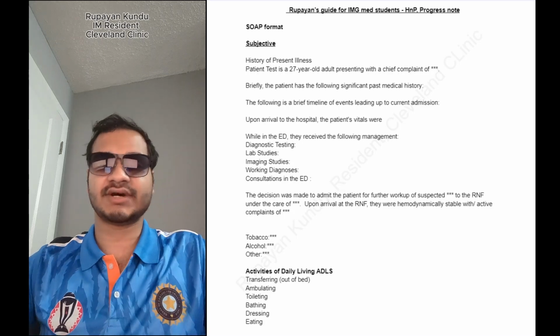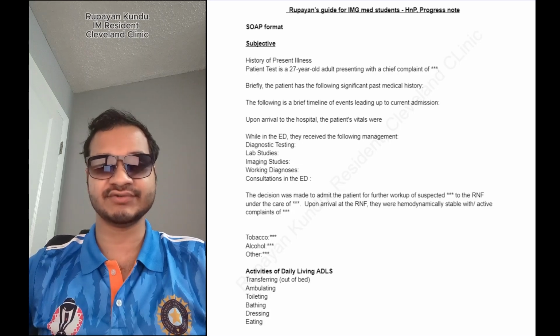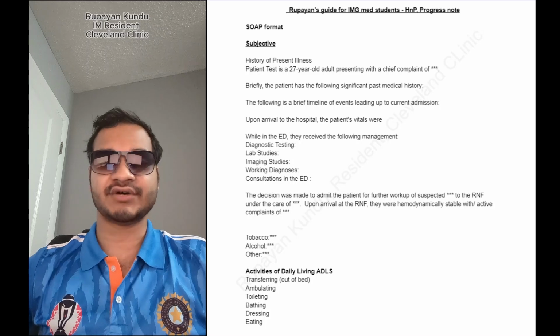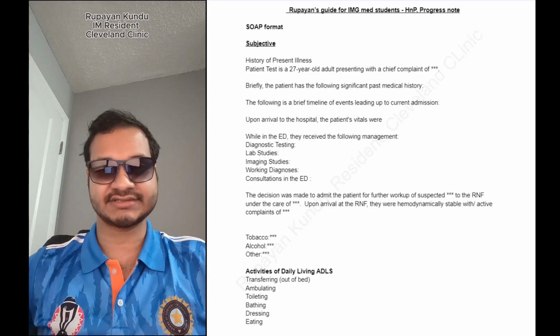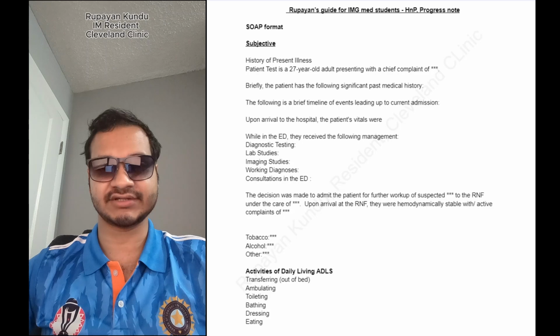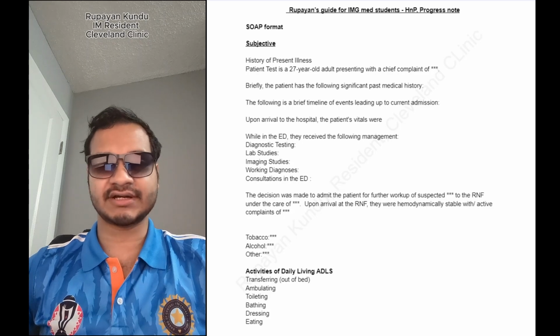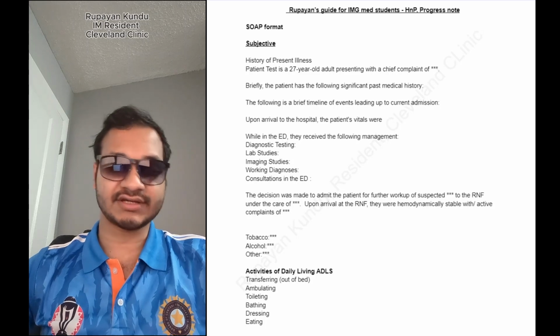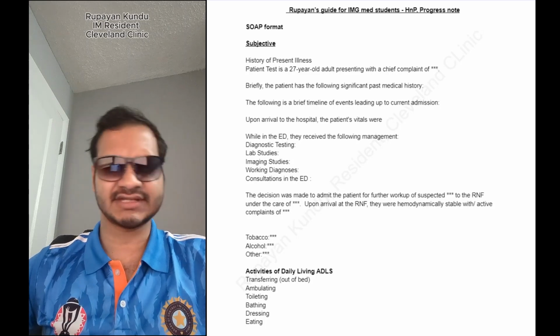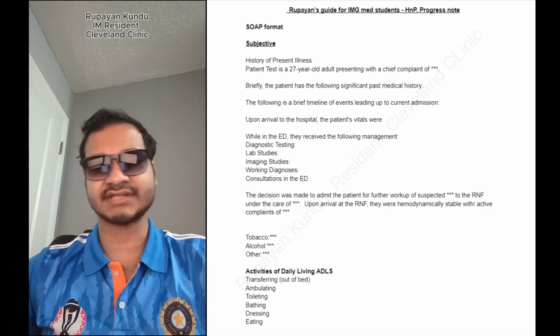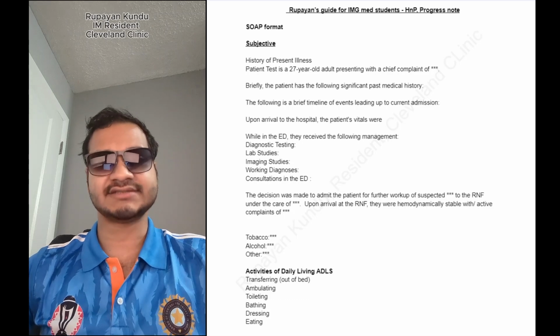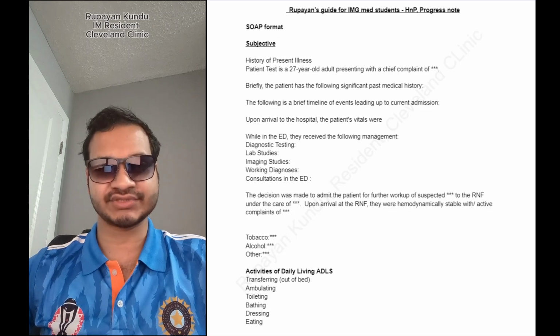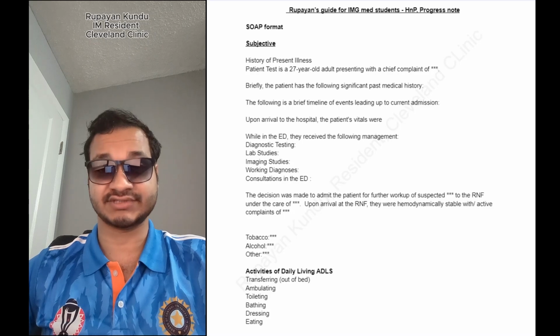For subjective, what you usually do is you ask the patient about their current medical conditions and also the past medical conditions. For example, a patient is coming in with diarrhea. Whenever you think about diarrhea, you think, is it infectious? Is it any other type of diarrhea? How long has this been going on? You have to ask all of those questions and write those down.